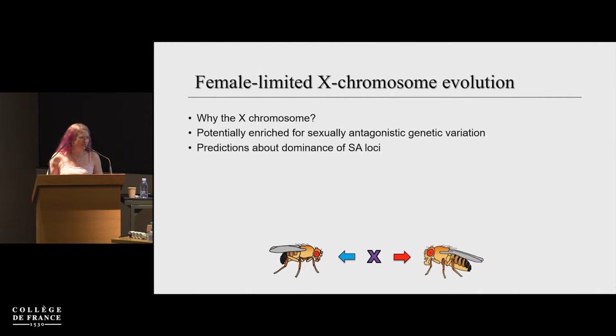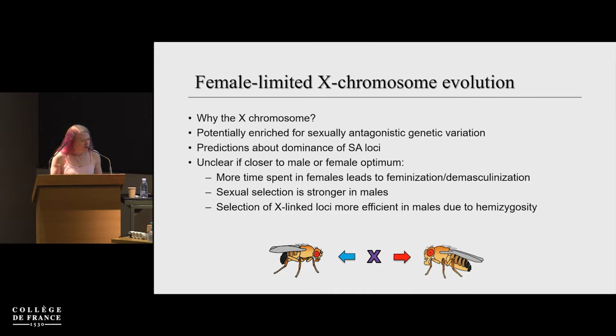But luckily, there were other reasons why the X is interesting. Partially because even if it's not enriched for sexually antagonistic loci, you still might find some signature of sexual antagonism, and we can look at predictions about the dominance of these loci. And also just because it's interesting to think about whether the X should be closer to the male or the female optimum, because there's different lines of argument here that argue in different directions, basically. So you could say that because the X spends more time in females, this leads to feminization or demasculinization of the X, and there is some evidence to support this.